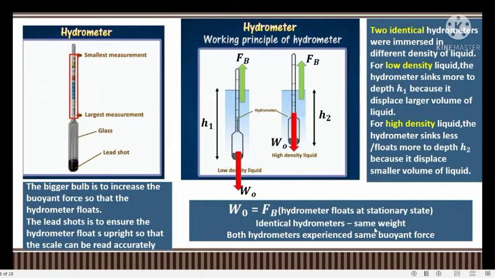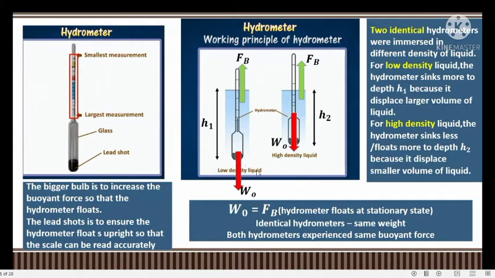Identical hydrometers means the hydrometers have the same weight. Both hydrometers experience the same buoyant force. So why does this one sink more and why does this one sink less? Due to the difference in density of the liquid.